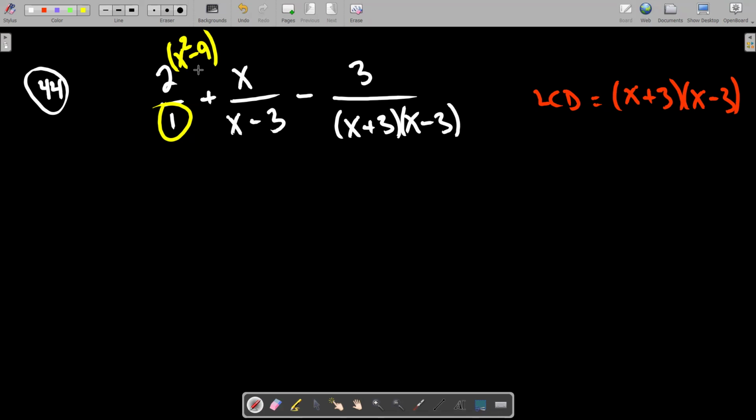What does the second fraction's bottom need? X plus 3, so I'll multiply the top by what the bottom needs. And what does the third fraction's bottom need? Nothing, it's good to go.